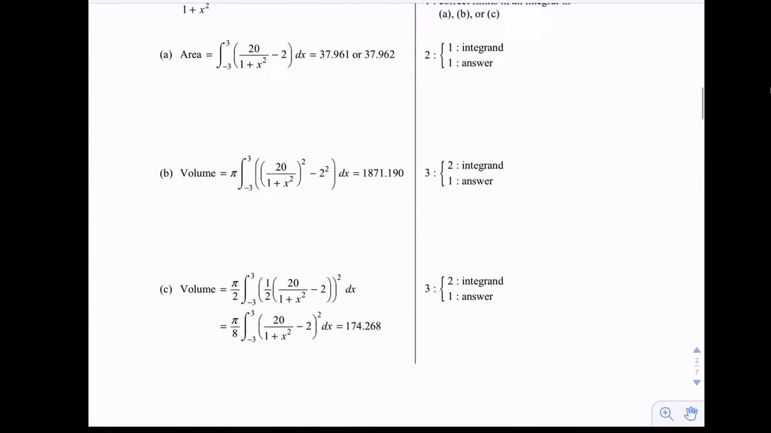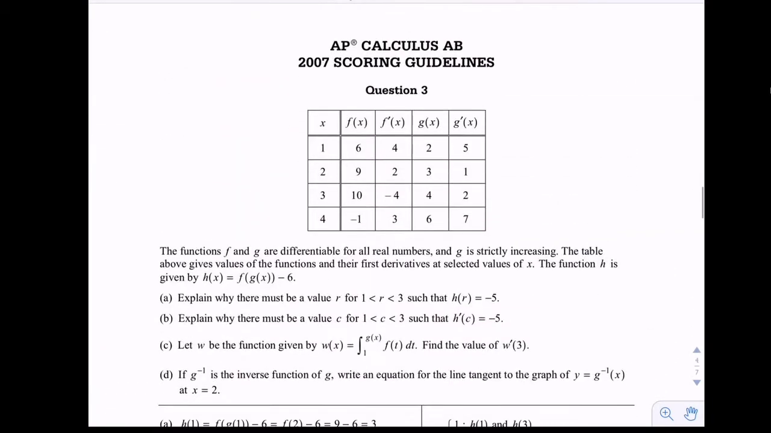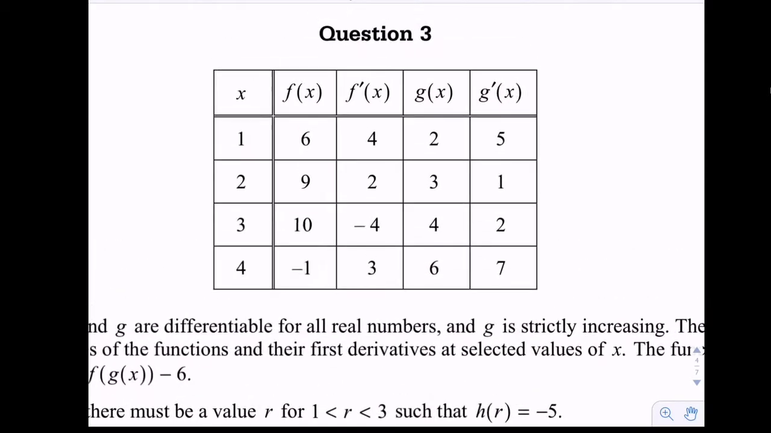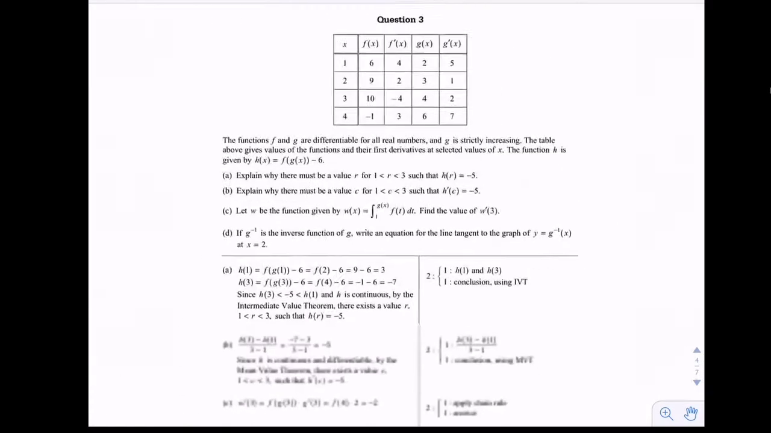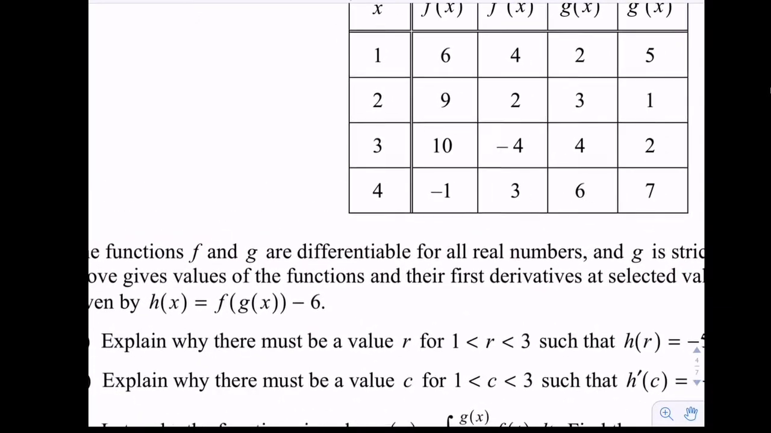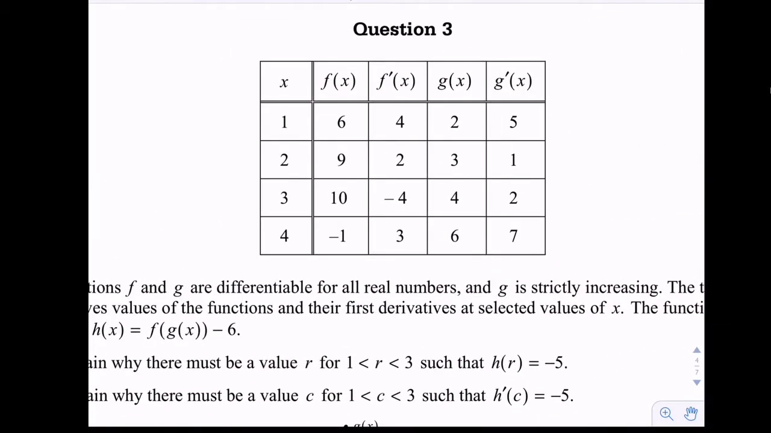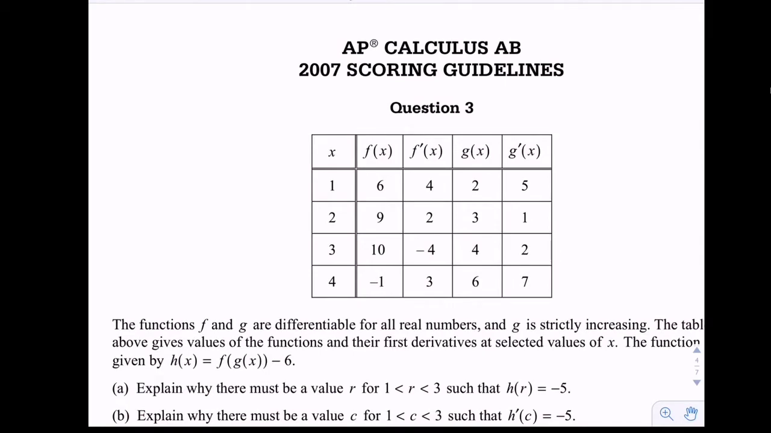Okay, so here we are. We have it loaded. Remember, this was the lowest scoring question, 0.95 or 0.94, something like that. The average score was not even 1. So we looked at the first question: explain why there must be a value between 1 and 3 where h of r equals -5. It's probably worth looking at that again.